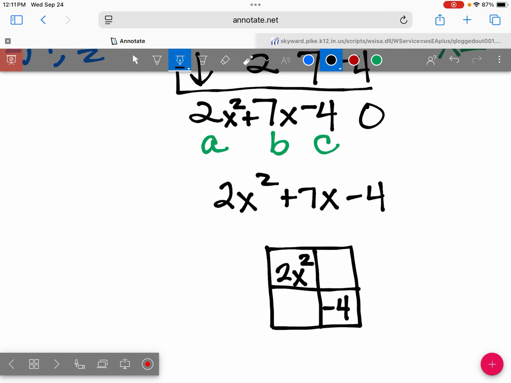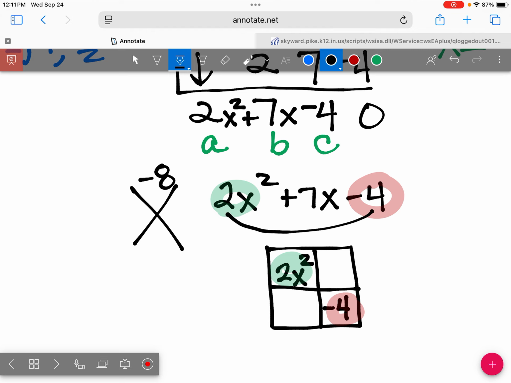No. Just remember that A goes here. C goes here. And then now we need to find what goes in the other 2 squares. So that would be A times C, which is negative 8. Positive 7 is at the bottom. So I'll give you all a second to think of the numbers. Don't say it out loud. Give everybody a chance. 2 numbers that multiply to be negative 8 and add to a positive 7.